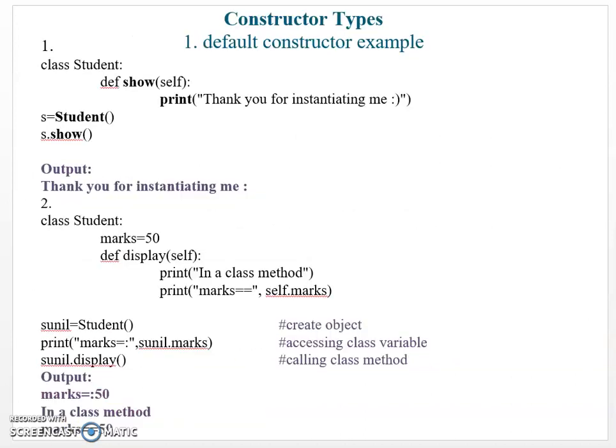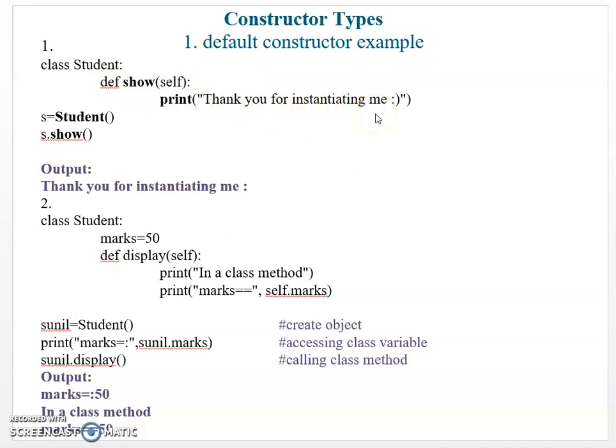Next we will see the types of constructor. First is the default constructor, meaning in our program the init method is absent. Here I have taken a class student and I have just defined the show method with the self object. After the class definition, I have created an object s equal to student. Whenever I create this object s, Python implicitly calls the default constructor and initializes the members. Then s dot show will call the class method and print thank you for instantiating me on the console.